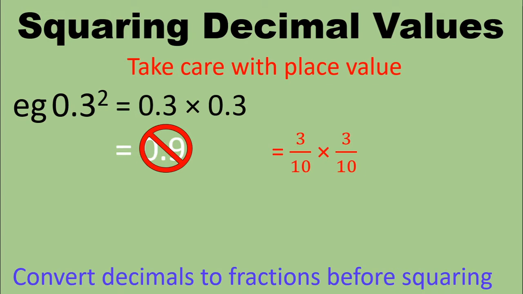Working with fractions means I don't need to worry about decimal values. 3 times 3 is 9 and 10 times 10 is 100. That's 9 hundredths. So, as my question was given as a decimal value, I should give my answer in decimal form. 9 hundredths can be written as 9/100. That is 0.09 because the 9 is in the hundredths position. Simple. Please try to work this way in future to avoid this place value error.